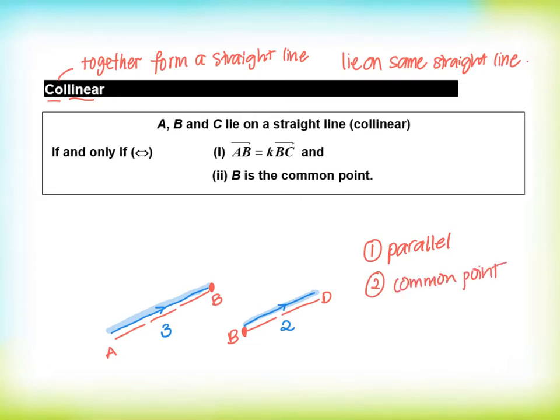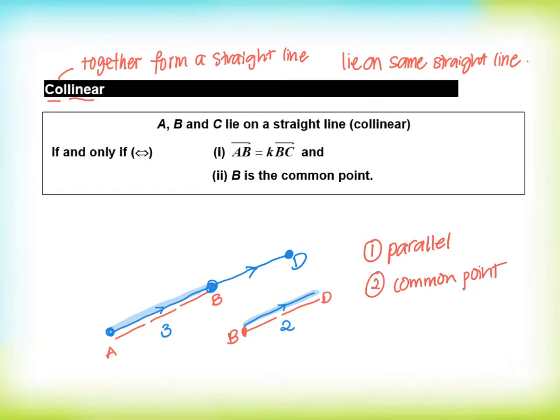That means B cannot be in other positions. I will have to shift B and continue B to D over here. As a result, these 3 points A, B, and D now work together and they form a straight line. So therefore, the points A, B, and D are collinear. So this is what the theory means.